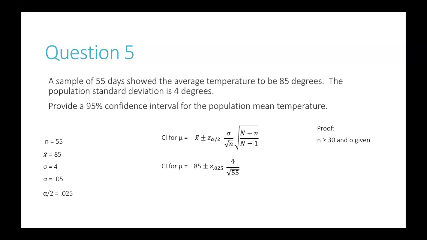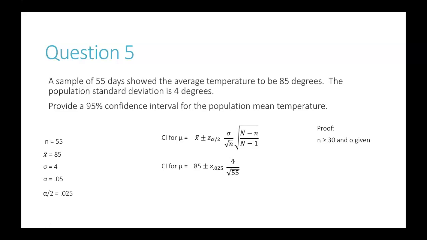You'll notice we're not using the finite correction factor here, because our finite correction factor requires us to know the population size. But the problem never told us a population size. So we don't even use that finite correction factor because we don't have big N, so we can't just make up a number to plug in there.